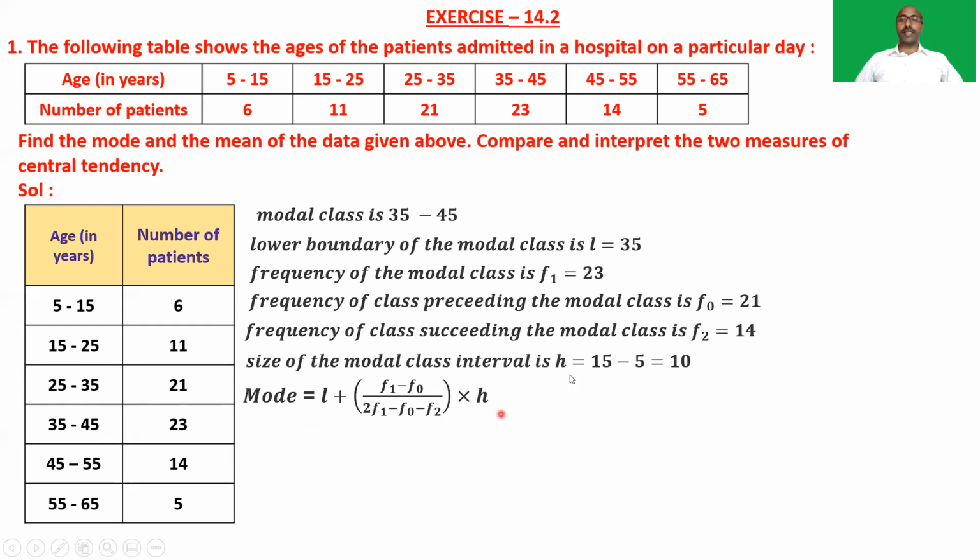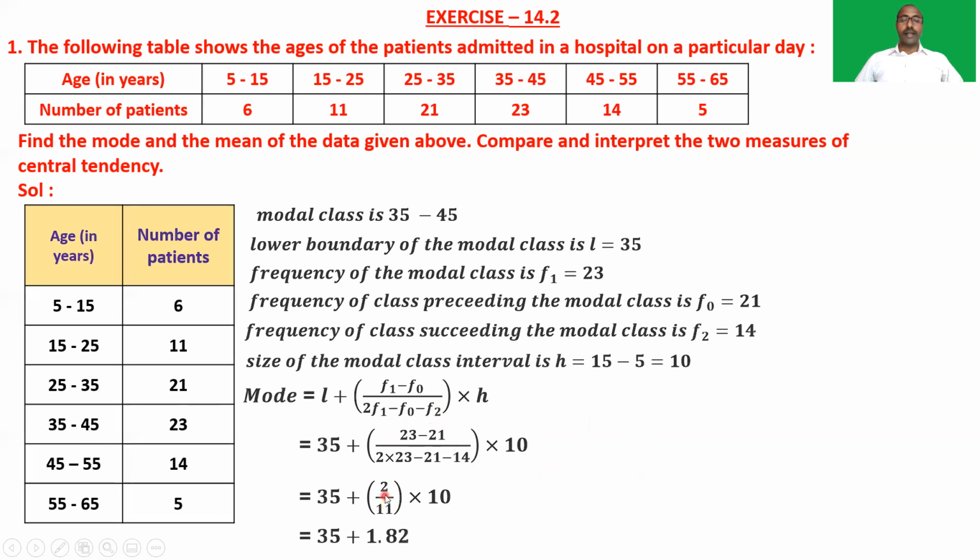Now we have mode equal to L plus (f1 minus f0) by (2 f1 minus f0 minus f2) into h. Substituting all these values, we get 35 plus (23 minus 21) by (2 into 23 minus 21 minus 14) into 10. By simplifying, we get 35 plus 2 by 11 into 10, and 2 into 10, 20 by 11 is equal to 1.82. That is 36.82.